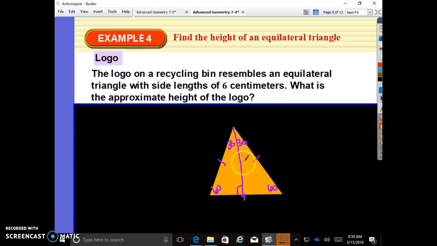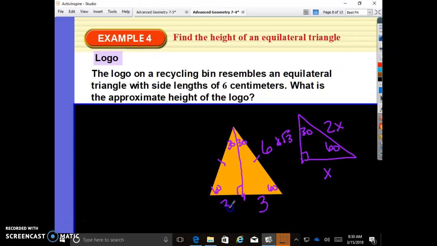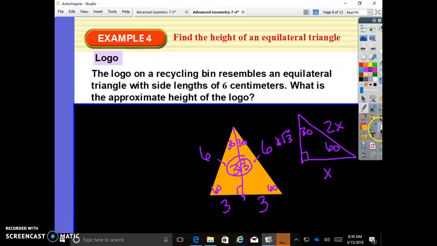So if I drop the height, it would become a 30, 60, 90. So a 30, 60, 90 is another special right triangle. Across from the 30 is x. Your hypotenuse is 2x, and your height is always x rad 3. So it says that side lengths are 6. So if this is 6, this is going to be 3, right? Because there's 3 and 3. X, 2x, x rad 3, 3 rad 3.